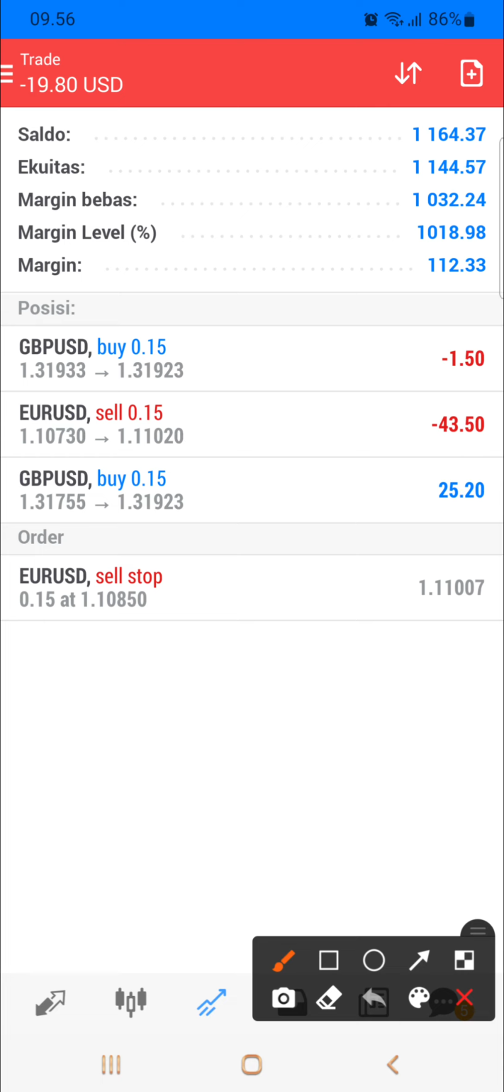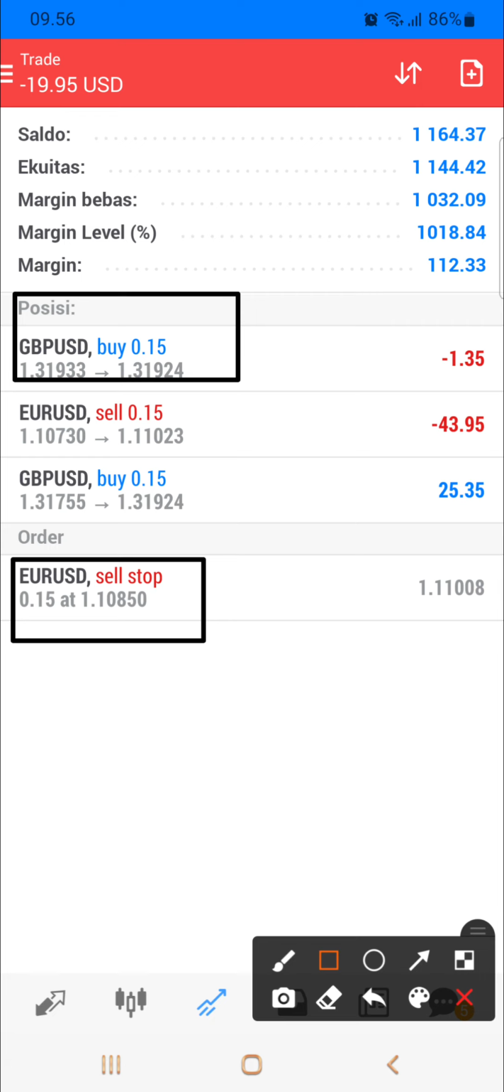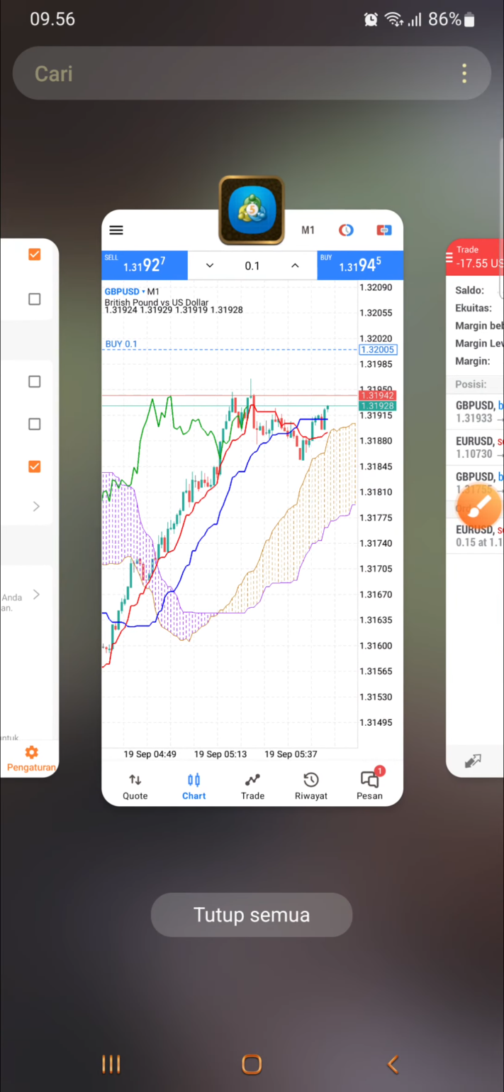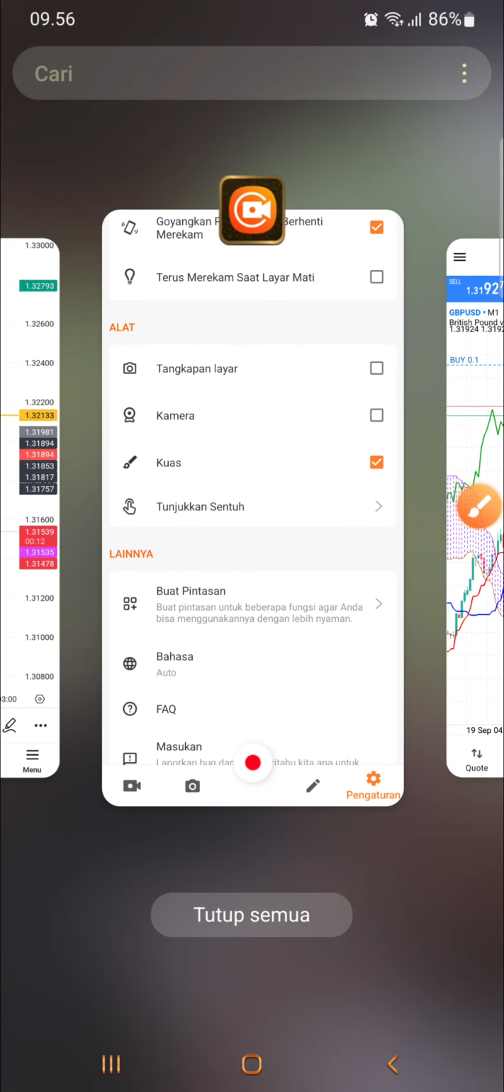Currently we have a locking position with a sell stop on euro dollar, and then pound dollar is already buying, and this still has some minus. So what will happen if euro dollar and maybe pound dollar go down?